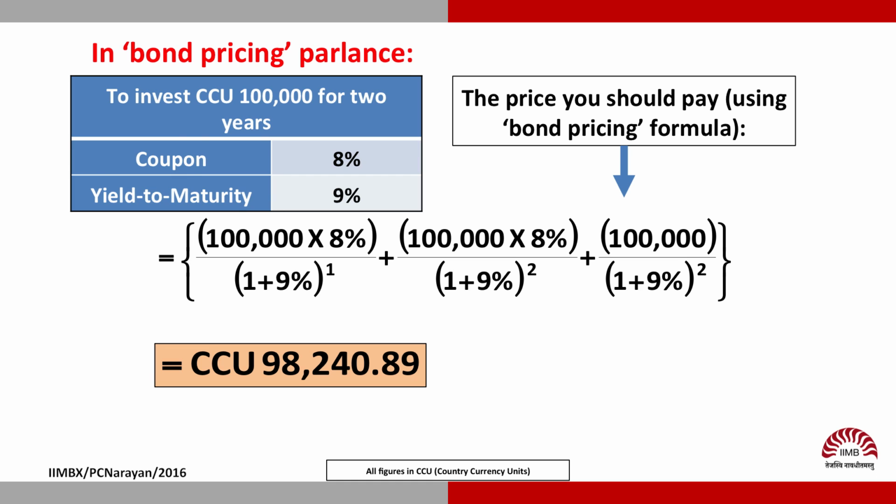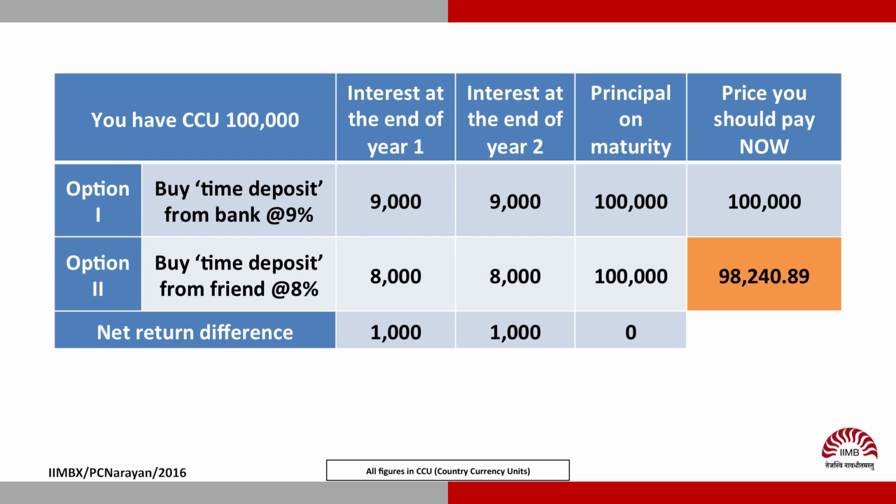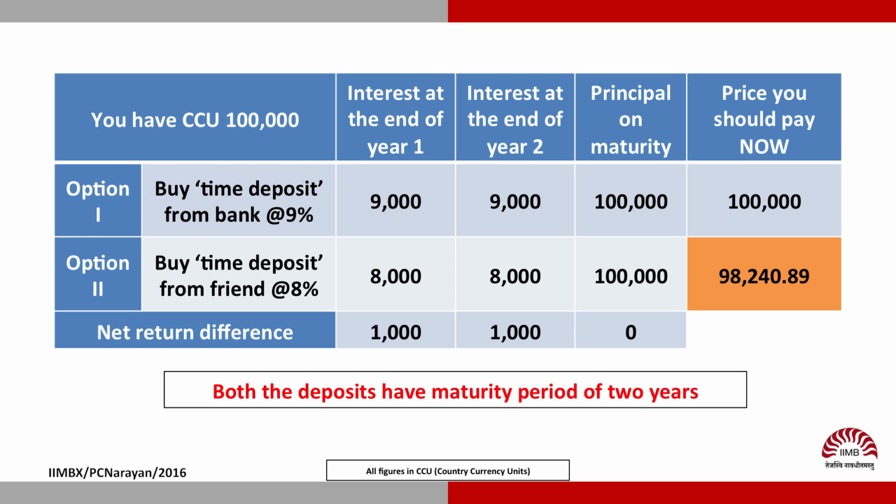98,240.89 currency units. At that lower price, you would be indifferent to whether you buy the time deposit from your friend for 98,240.89 and receive only 8% for 2 years, or invest in the time deposit at 100,000 currency units with the bank at 9%. Remember, both the deposits have a maturity period of 2 years.